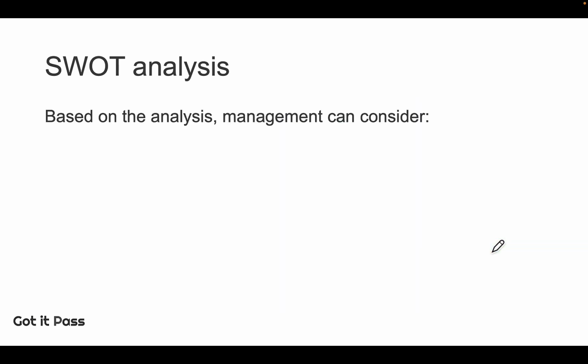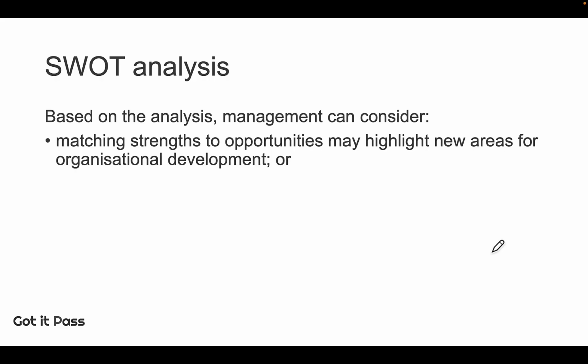So based on SWOT analysis, we have the strengths analysis, weaknesses analysis, opportunity analysis, and also threat analysis. The management needs to consider two things. First, matching strengths to opportunities, because opportunities are outside our organization, they are external. So how to match the strengths and opportunities, and it can highlight new areas for an organization to develop.